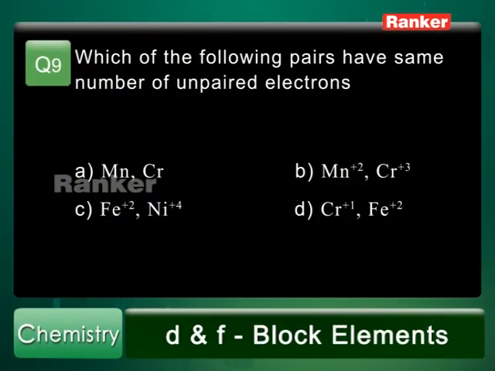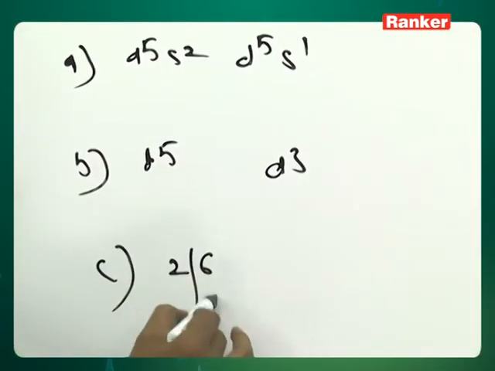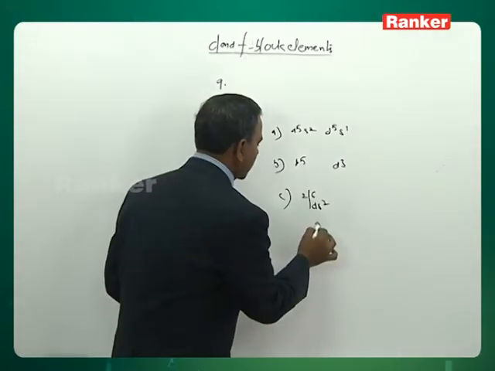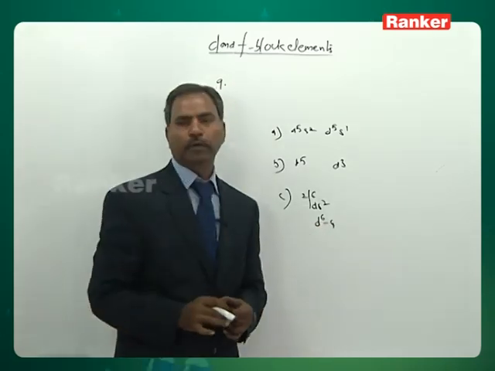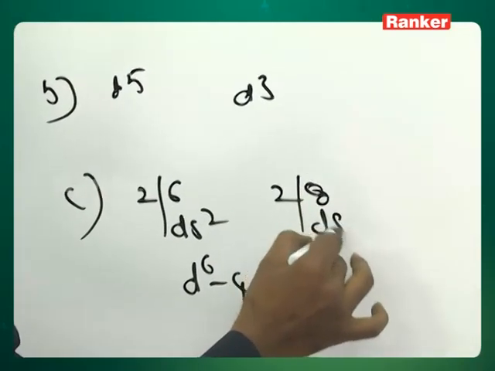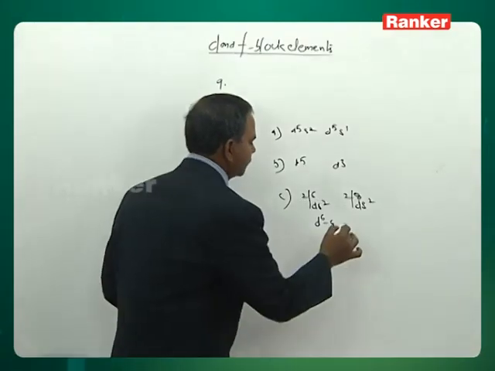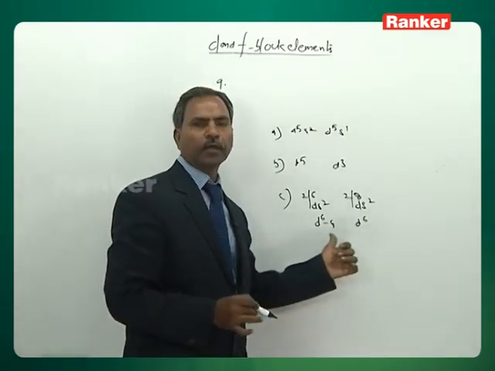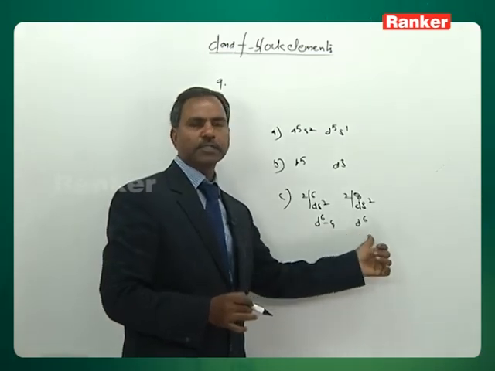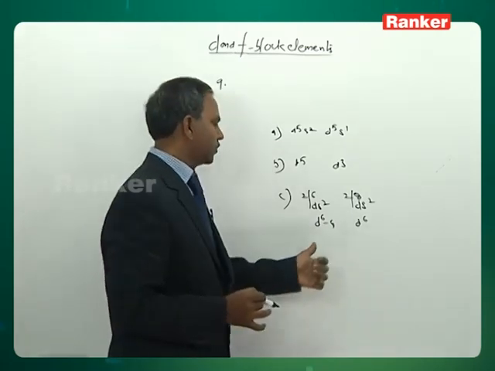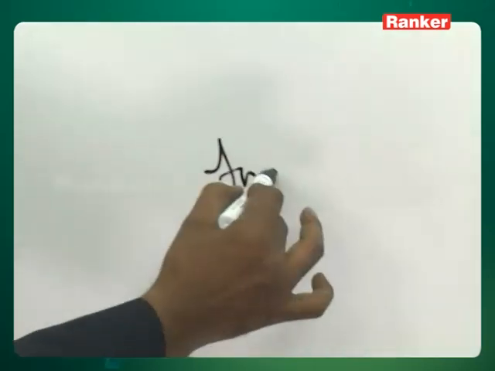Coming to C, Fe+2 and Ni+4. Fe is 26, it was d6 s2. Fe+2 means remaining is d6. d6, how many unpaired electrons? 4. Next, Ni+4. Nickel is d8 s2, and plus 4 means it is d6. See, both of these carry the electronic configuration d6. In the d6 case, both have the same number of unpaired electrons. Therefore, the answer is C here.